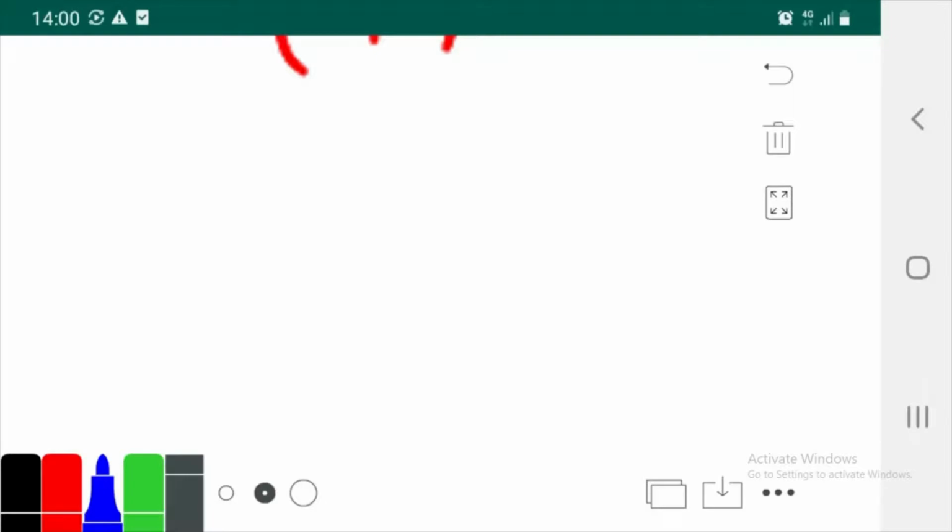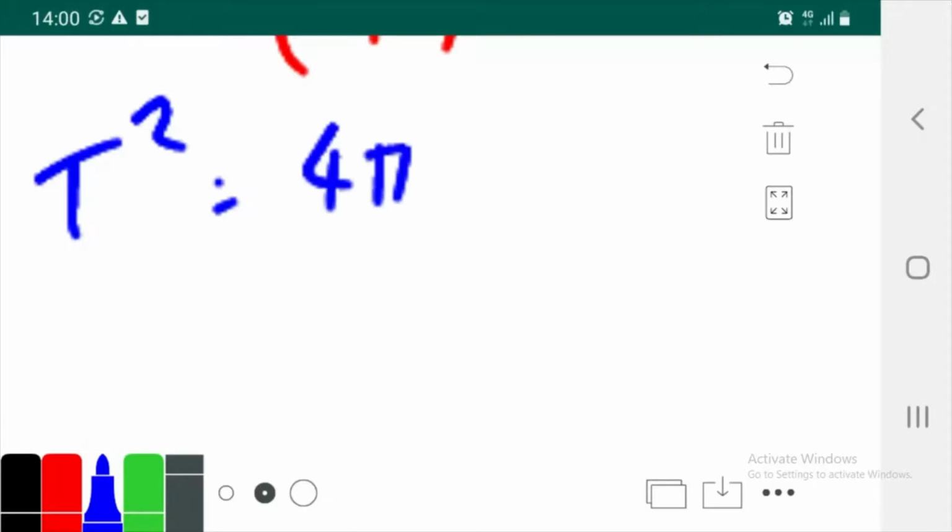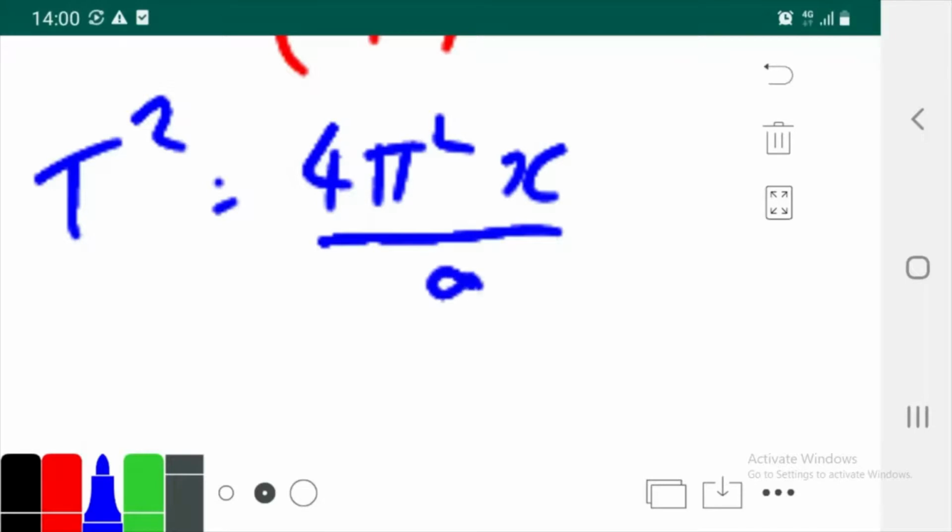Change colour. T squared equals, well, what does it equal? If I multiply through by the square, I'm going to get 4 pi squared x all over a. Okay, so this has given me the time period of something in simple harmonic motion.